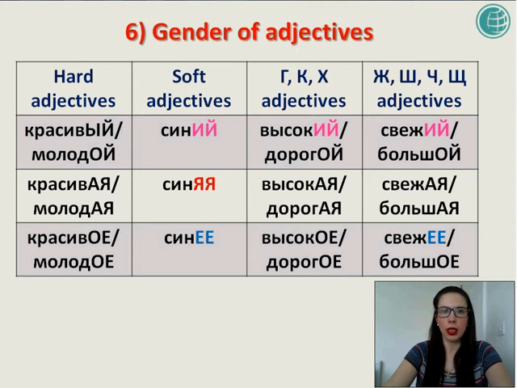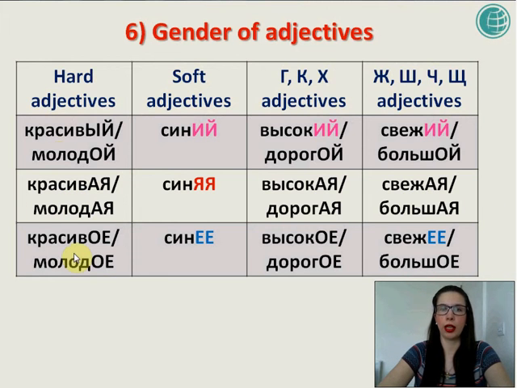Also, we have to repeat gender of adjectives. You remember that we divided all Russian adjectives into 4 categories. Hard adjectives, soft adjectives, and 2 special types. About special types, I will remind you a little bit later. Hard adjectives are most common in the Russian language. They will have quite simple endings. These are masculine endings, these are feminine endings, and these are neuter endings.